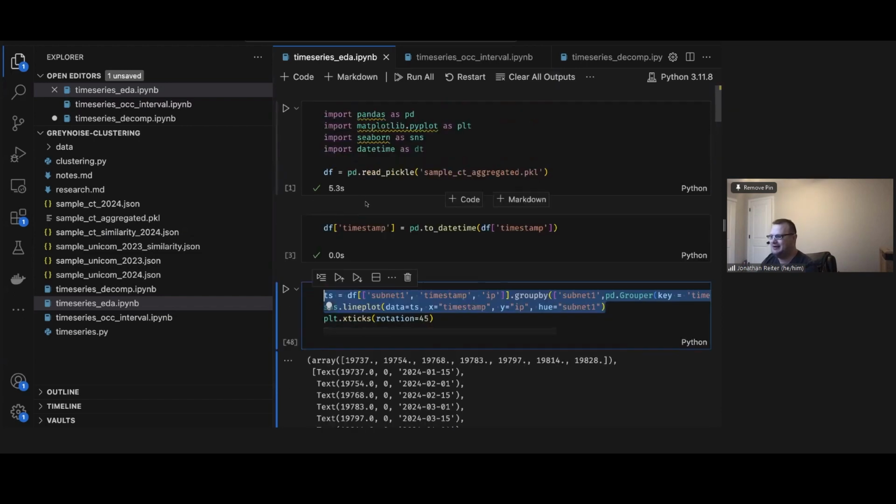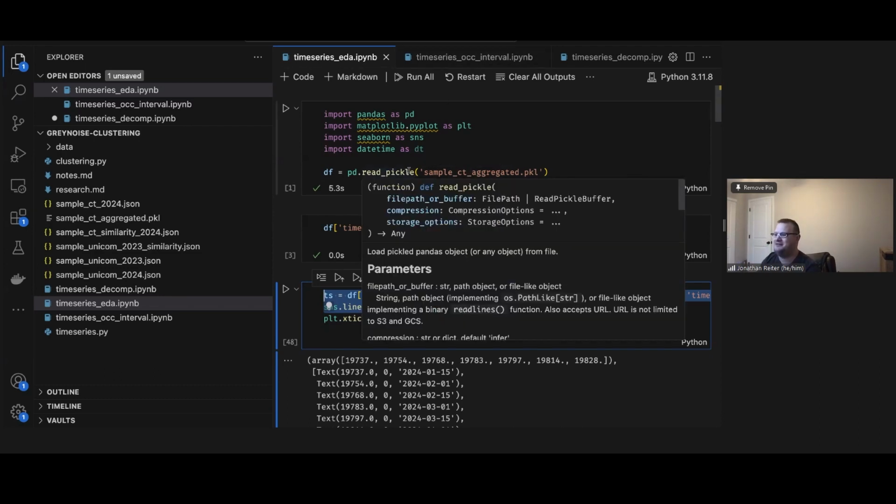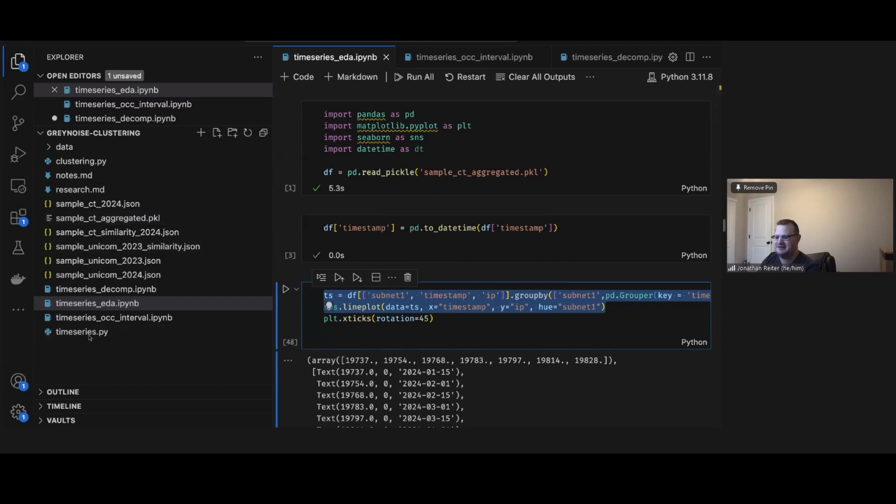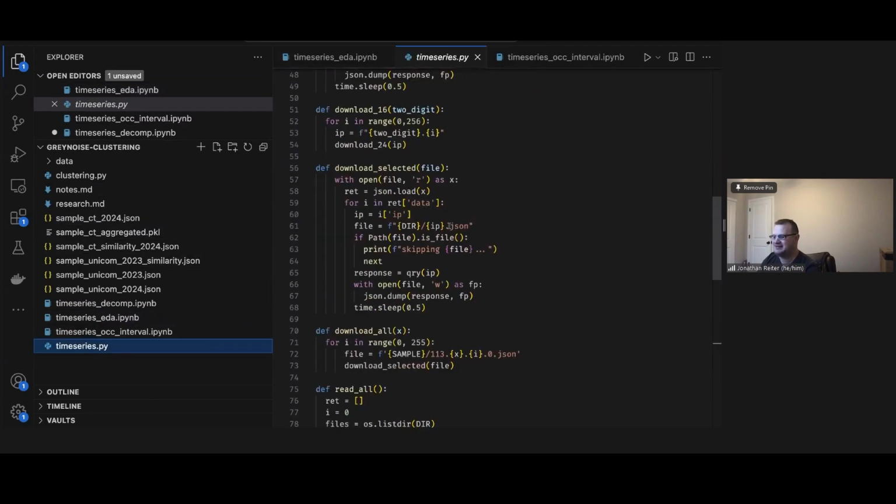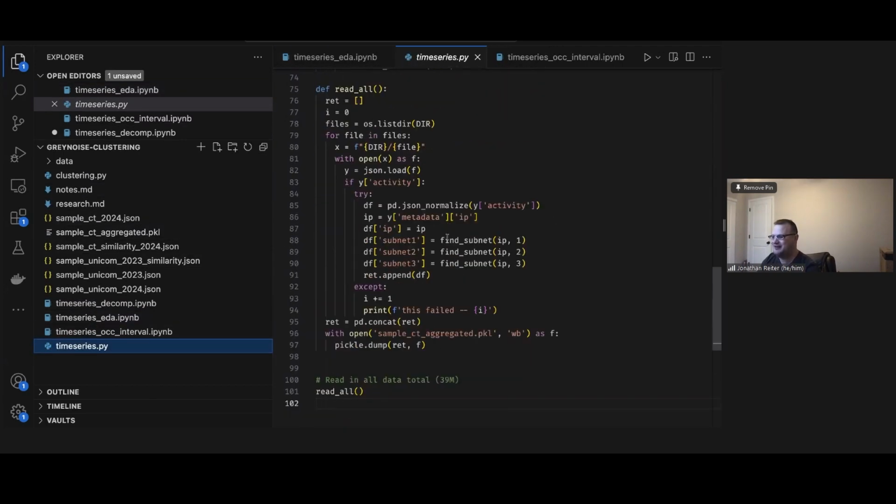So quick EDA. So what did I do? The sample CT aggregated pickle file, which I will include in the repo, but I will also have the scripts for grabbing it if you want to get a similar data set. Basically, I scanned every single one. This is within the time series. And this is, again, very rough code because I had to go fast.